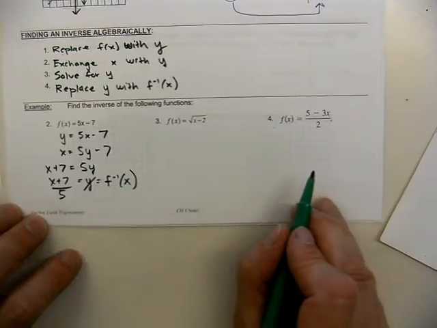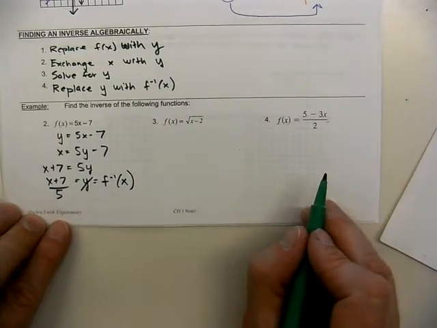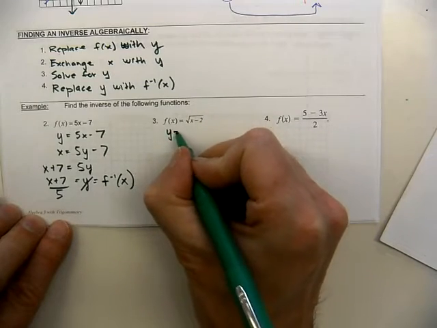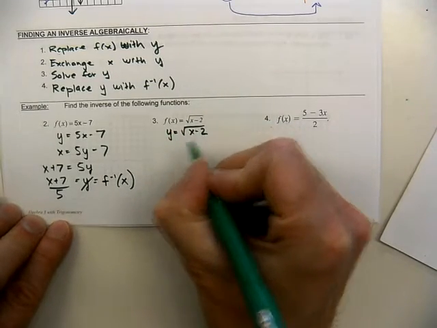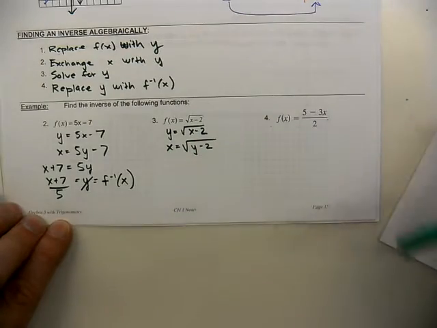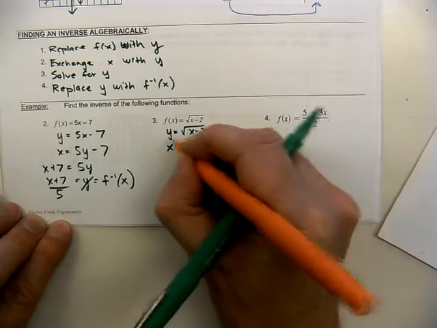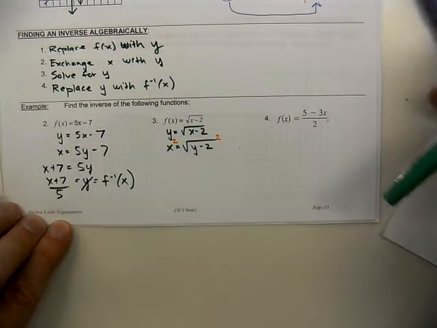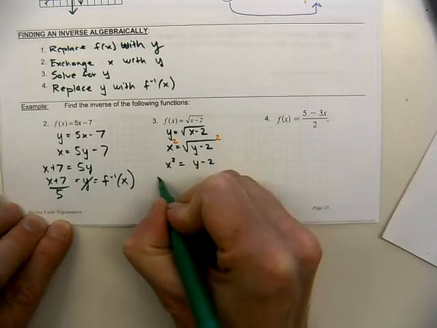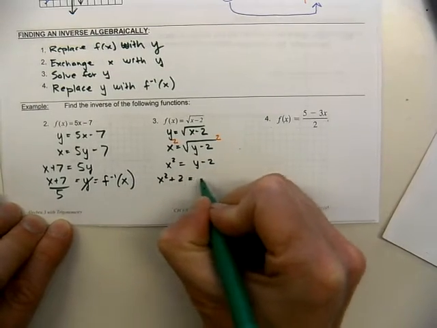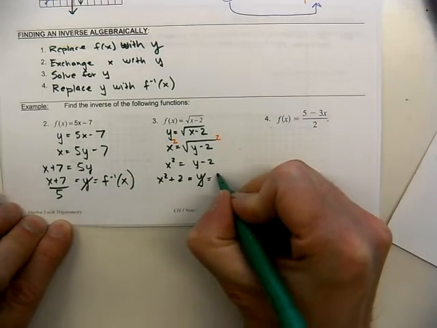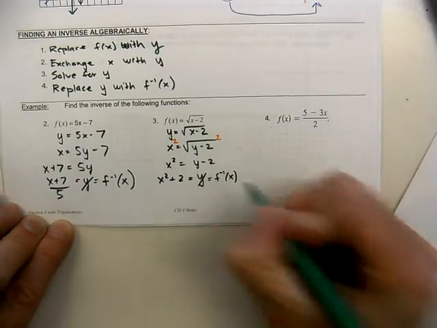So here are just a few other variations on that idea. Here's number 3. F of x equals the square root of x minus 2. Replace the function notation with a y. Now exchange x with y, and now solve for y. So I'm going to undo the square root with the power of 2. So x squared equals y minus 2. Add 2 to both sides. And there it is. But we don't want to leave y as the output. We want to replace that with f inverse.